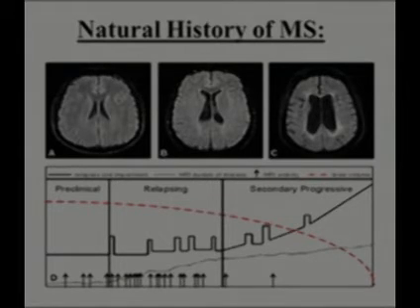Now this graph also illustrates a point that I'd like to make regarding the phenomenon of silent lesions or plaques. These arrows are meant to represent the appearance of new lesions on MRI scans, and you could see that they outnumber the actual attacks of symptoms. So it turns out that the majority of plaques don't cause symptoms when they're forming. In fact, 10 times or more plaques are what we call silent as opposed to symptomatic.